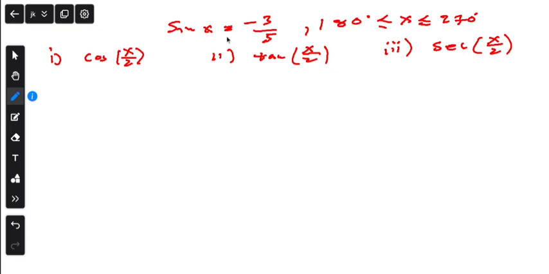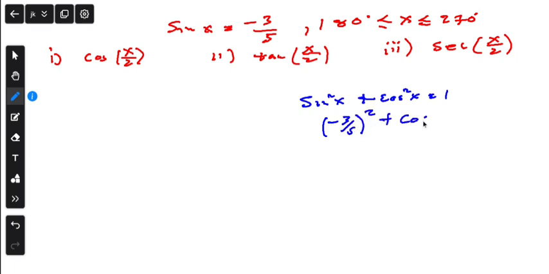You can also use this method of saying, since we know that sine squared x plus cos squared x is equal to 1, and sine x is equal to negative 3 divided by 5. Since we're having a square, I'm going to open the bracket and say negative 3 divided by 5, and then we square this. Then see what we are going to have. So this one is going to be 9, this one is going to be 25.